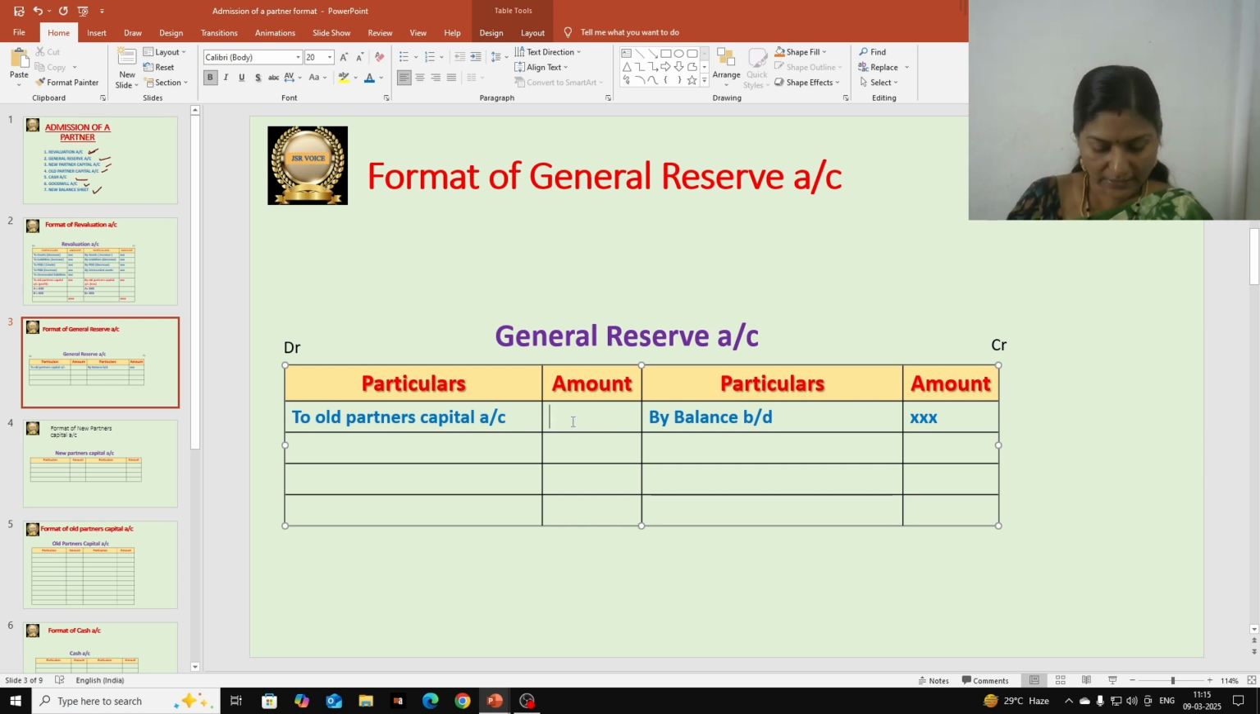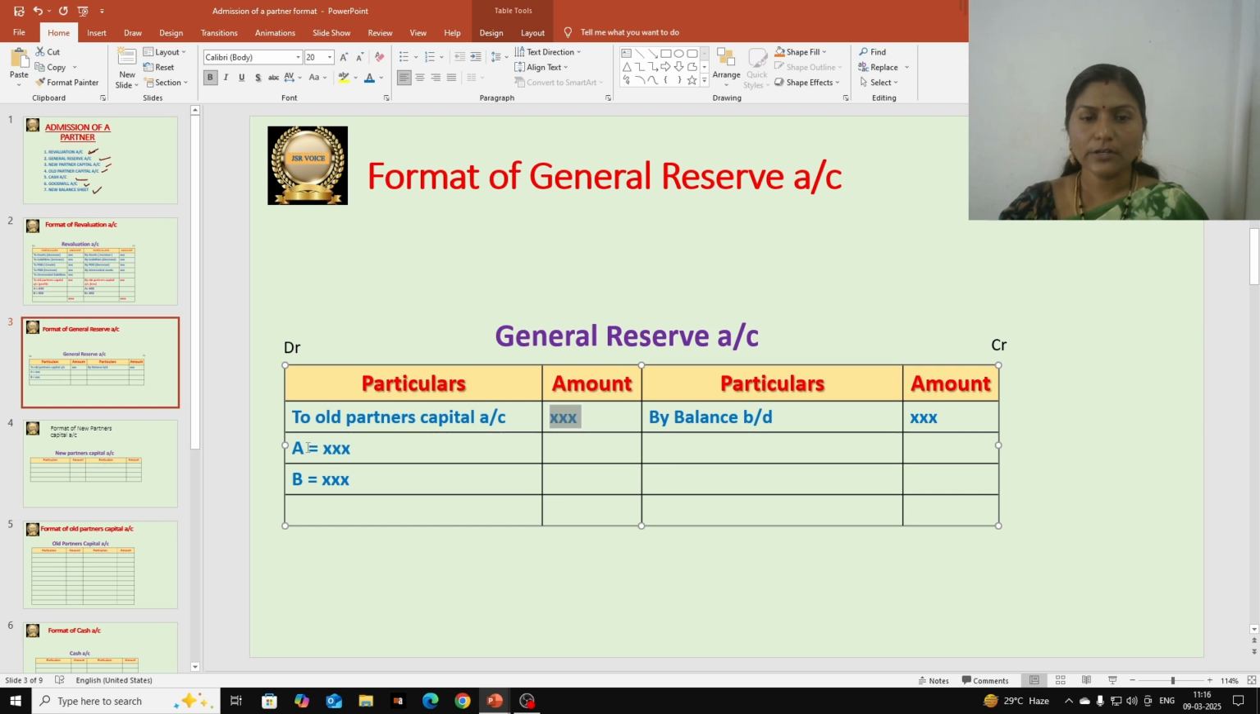Same amount, whatever we are writing on the credit side, that should be recorded on the debit side. So we should distribute to old persons. Who are old persons here? Old partners here, A and B. We took the names as A and B, so you too should write A and B. So A, and we should distribute for B also. Whatever amount we record here in the amount column, that should be distributed to A and B.